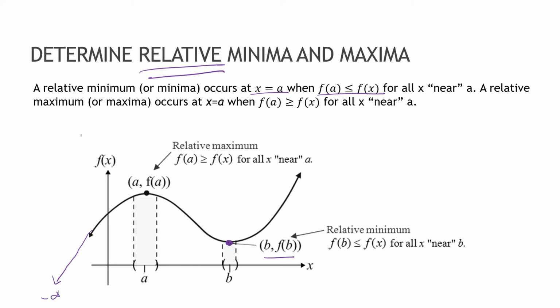So the relative minima would be down here because everything around it is higher. The relative maxima would be right here because everything around it is lower. Again, that wouldn't be an absolute max because this keeps going forever, but it's relative.